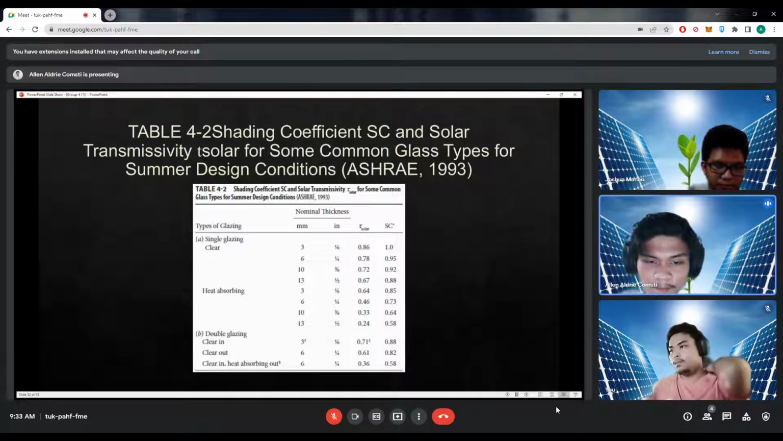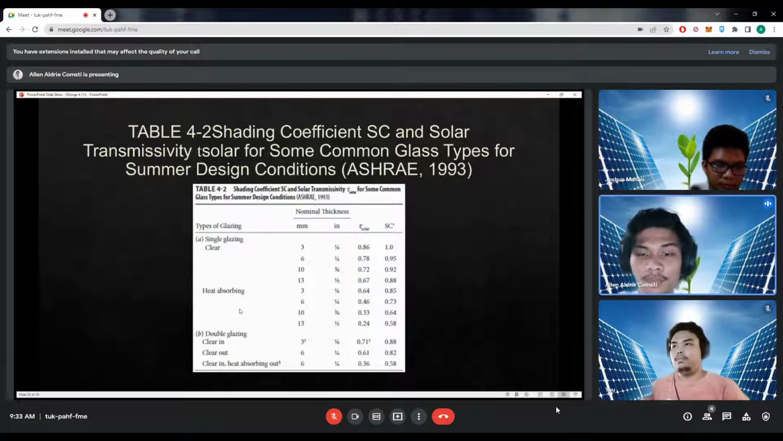For the double glazing, clear in, clear out, 3 mm, 1/8 inch, 0.71 T solar and above, 0.88 SC. For 6 mm, 1/4 inch, 0.61 T solar, 0.82 SC. Clear in, heat absorbing out, 6 mm, 1/4 inch, 0.36 T solar and 0.58 SC. The shading coefficients of other commonly used fenestration products are given in this table for summer design conditions.